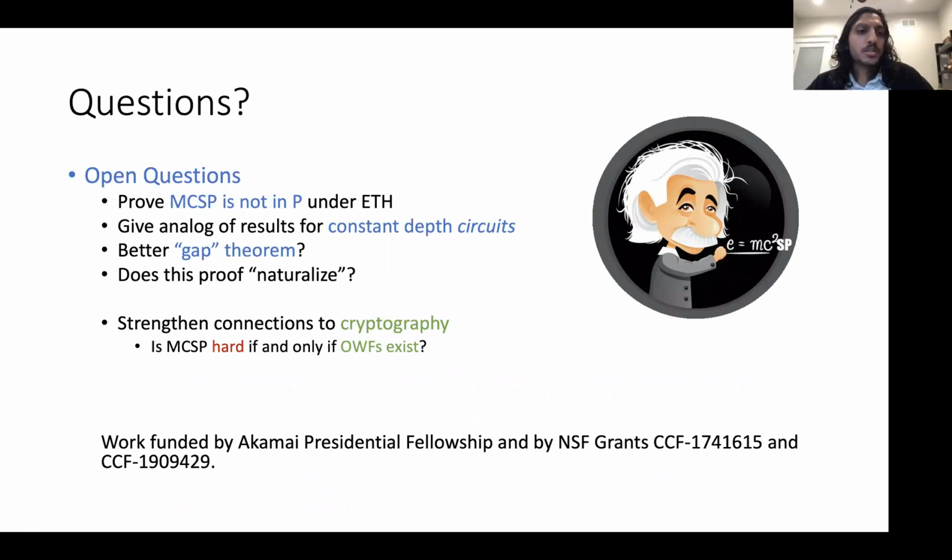Some interesting open questions, I think, are: can you prove MCSP is not in P under ETH? Can you prove an analogous result for circuits? Can you prove a better gap theorem? Is naturalization something that we actually avoided? And finally, these connections to cryptography I think are very interesting. Is MCSP hard if and only if one-way functions exist, or something like that? All right, great.